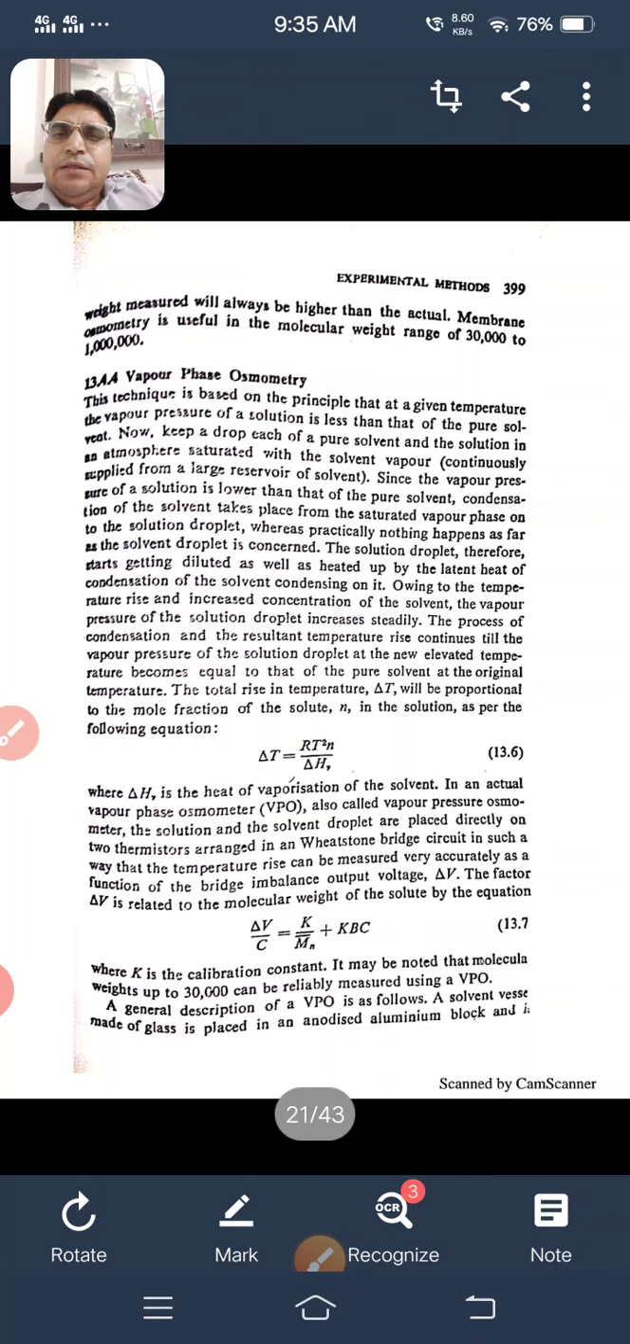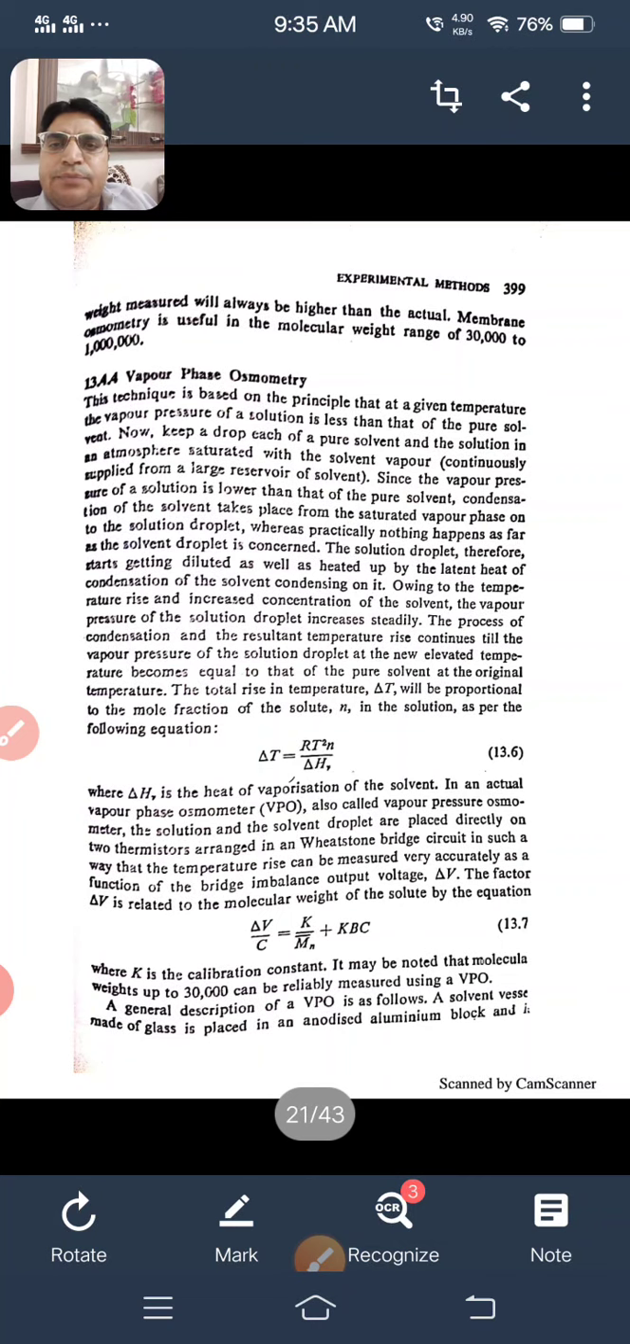Today our topic is vapor phase osmometry. This topic is also part of polymer science, MSc Inorganic Special, final year, paper number 7B. The topic is vapor phase osmometry.